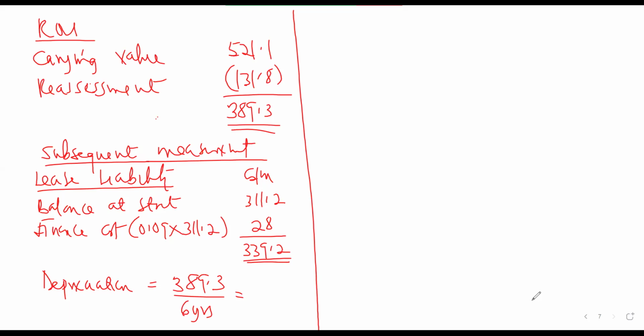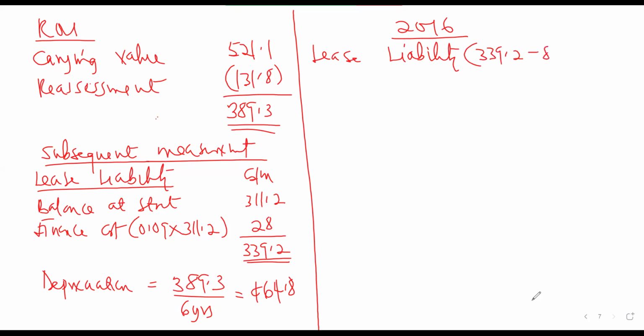So that will be 389.3 divided by 6. I'm having 64.8. Let's come to 2016. What will be our lease liability? At the beginning of 2016, our lease liability will be 339.2 minus 80. Is that correct?